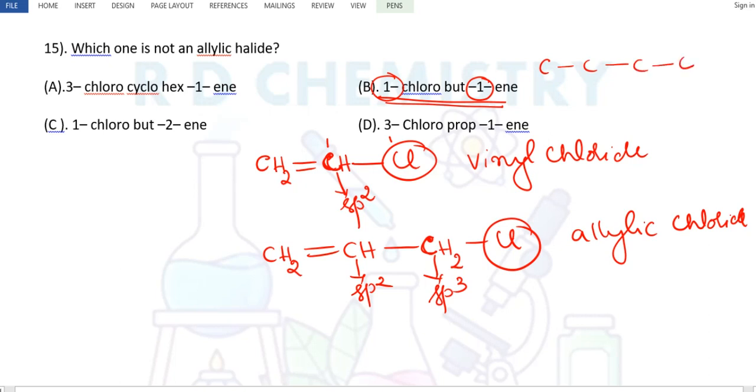Right? 4 carbon atom. Butene. Butene means ene. Double bond should be on the first carbon atom. Also, they are given 1 chloro. That means this part is become the vinylic group. Vinylic group. So answer is option number B. Right? Others will be allylic halide. You can check them. Right?